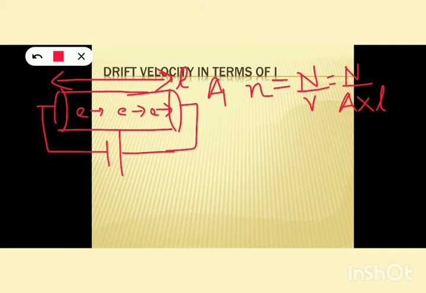Therefore, the total number of electrons in this conductor is capital N. From this expression we can find capital N: capital N is equal to small n into A into L. So how many electrons are there in this conductor of length L? This many electrons: nAL. Now what is the charge of one electron?